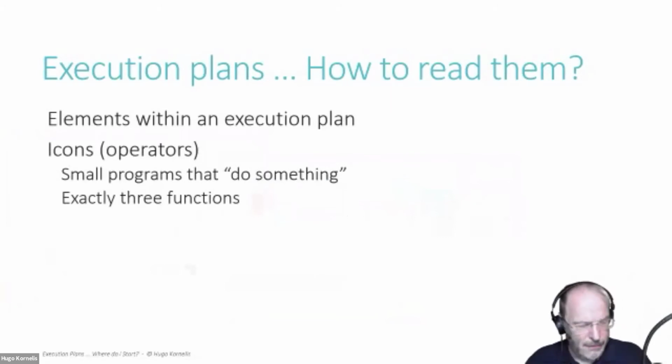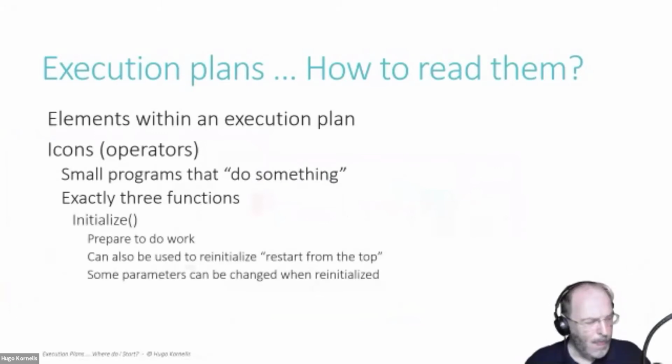Each of those programs has three functions, three entry points where it can be called. So each operator can be called with the initialize entry point. When it's called for that, whoever calls the operator tells it: get ready to do your work, do your preparation. It will always be the first call to every operator when an execution plan runs. It will always start with the initialize call. But sometimes the operator is initialized multiple times. And if the initialize call is done again, it's actually a re-initialize where it just restarts from the top. It clears everything, prepares to do work, and starts from the top again.